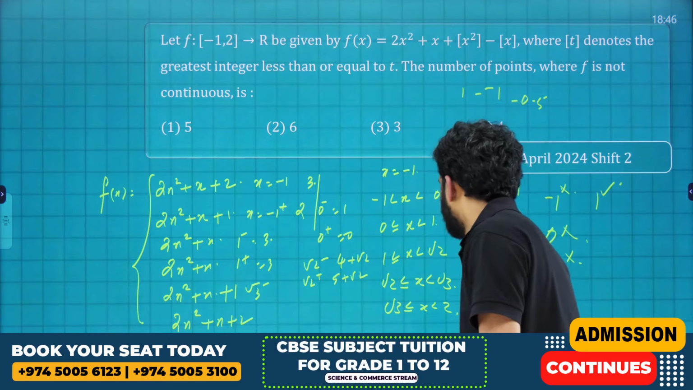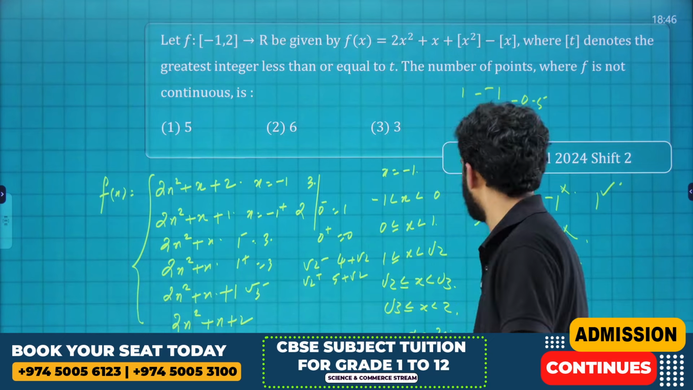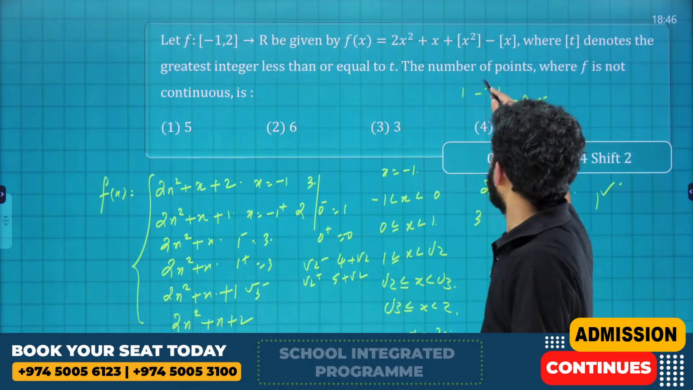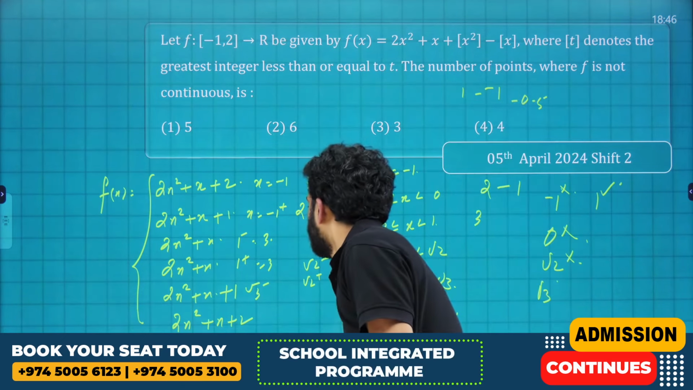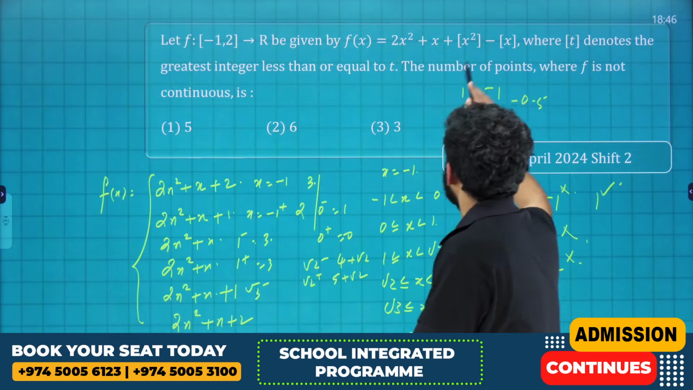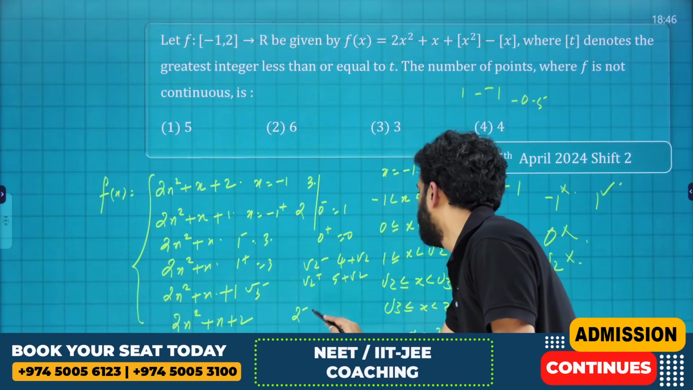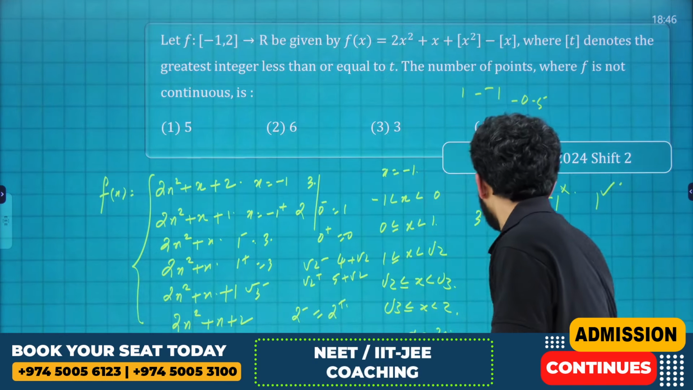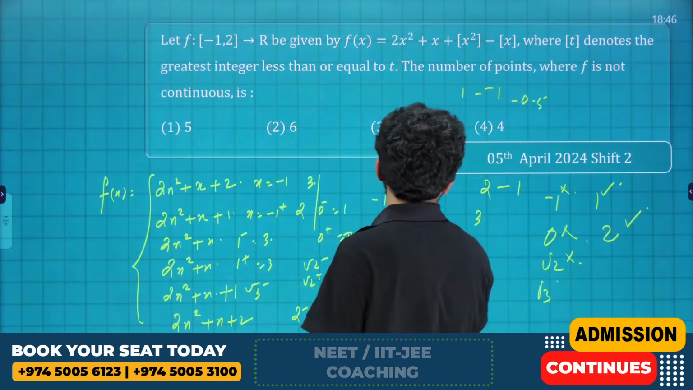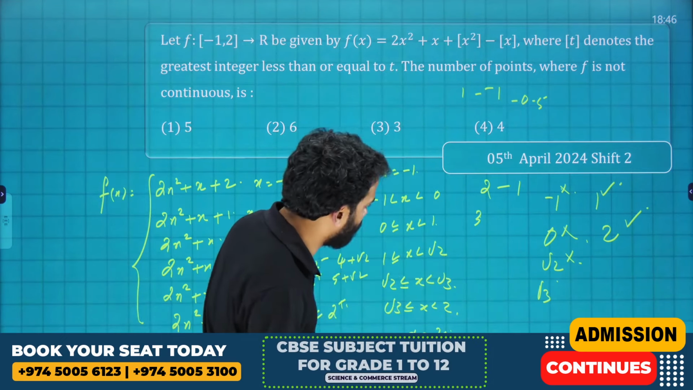Okay, we need to go for x is equal to 2 also. I forgot that. What is x is equal to 2? That is 2x square plus x plus 4 minus 2, that is 2. Therefore, 2 minus will be equal to 2 plus. Therefore, it is continuous at 2. Therefore, how many points is the function discontinuous at?